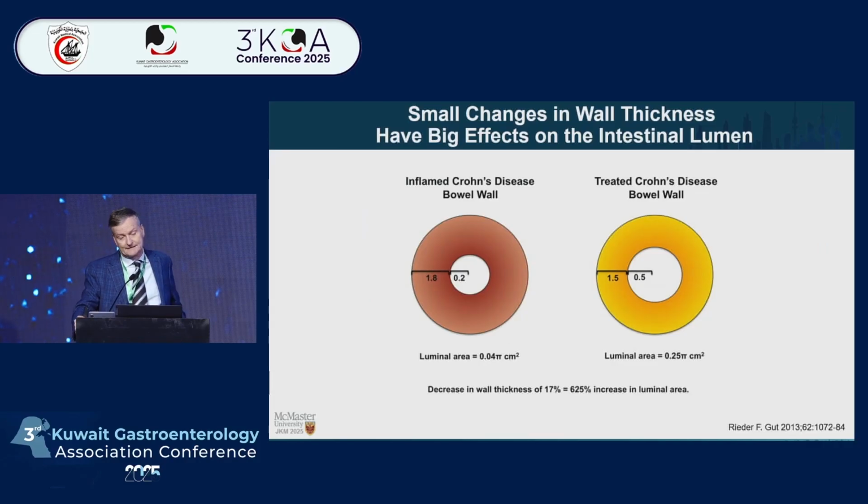Another thing to remember is that small changes in wall thickness and luminal diameter can have big functional consequences. This is an image from a review paper from Florian Rieder a few years ago, which gave the example of bowel wall thickness being decreased from 18 millimeters to 15 millimeters. That 17% reduction in bowel wall thickness translates to an over 6-fold increase in luminal area and luminal patency. So very small changes in wall thickness through medical therapy perhaps, very small changes in luminal diameter through mechanical intervention can have significant benefits in terms of function, and just a few millimeters can make a big difference.